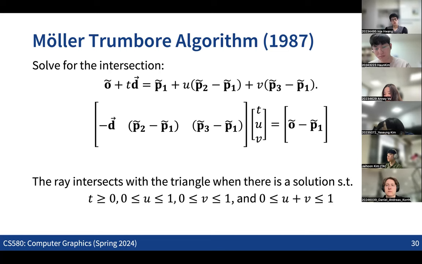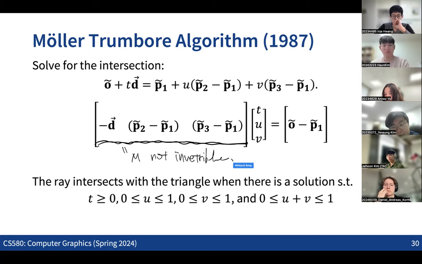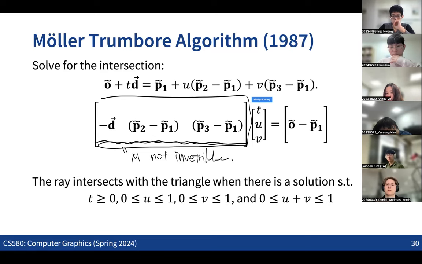Here, one quick question: what will be the case that this matrix is not invertible, so we cannot have any solution? What will be the case that we cannot have a unique solution?